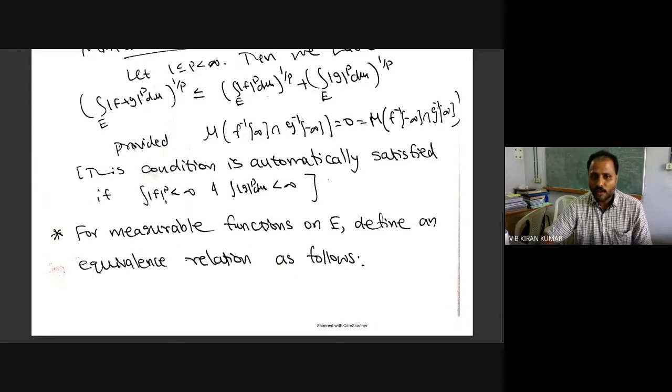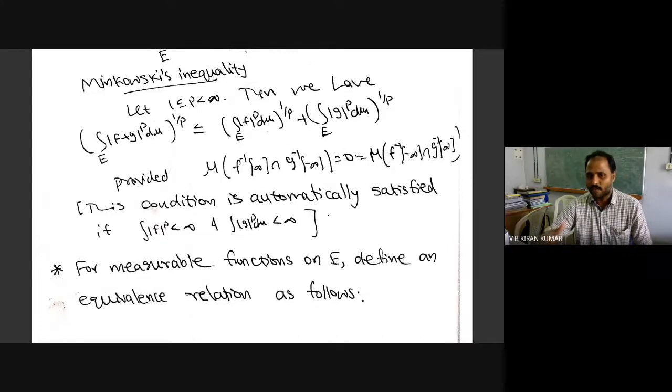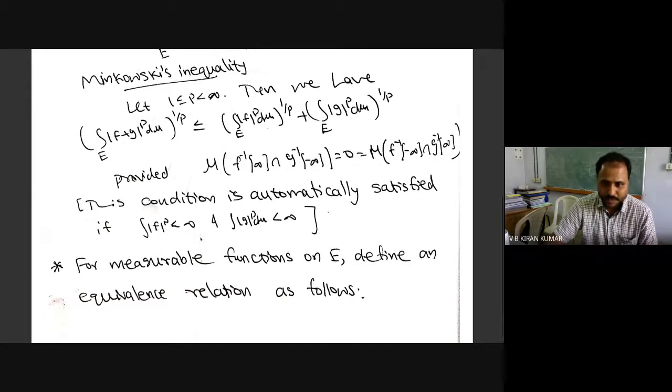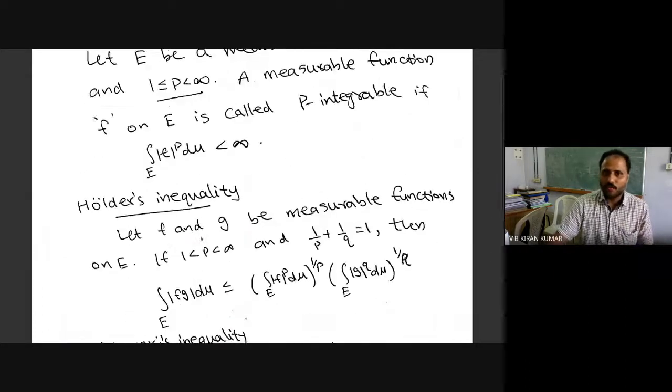So if you assume that f and g are p integrable, this condition is automatically satisfied. So that is it. Because f cannot attain infinity in a set of positive measure whenever the integral of mod f to the power p is finite. That's it.